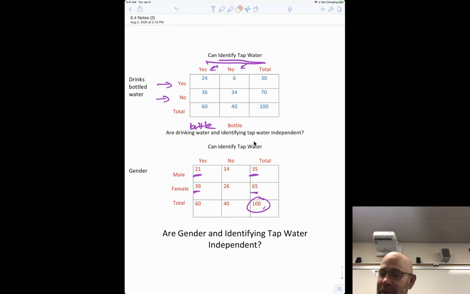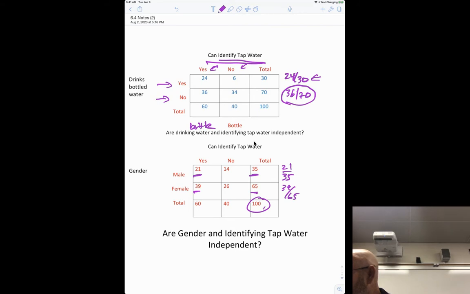A lot of people will come to this one and say that if the drinking water people were 24 out of 30 could identify, and 36 out of 70 could identify it if they didn't, so this is around 50%. This is way higher. So they're going to say clearly there's a difference. Therefore, they're probably not independent. And then down here, you got the males could do it at a rate of 21 out of 35. The females could do it 39 out of 65. We need a little bit of help here with those decimals. So 21 divided by 35 is 60%. Probably should have been able to do that without a calculator. And 39 divided by 65 is also, hey, look at that, 60%. They're the same. So no difference between males and females.